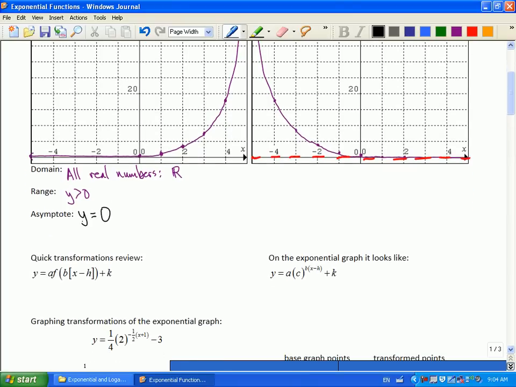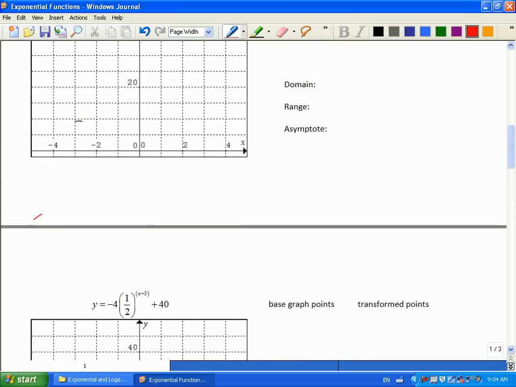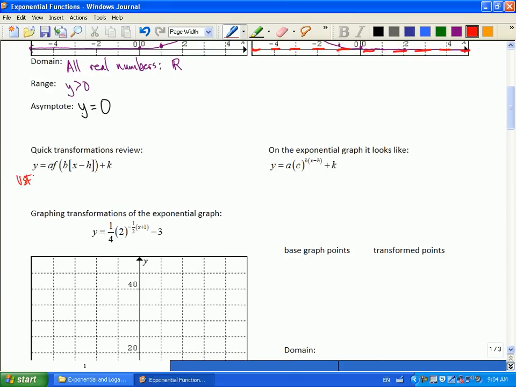So just a quick review of your transformations. These were the pieces we talked about, and we'll just label them to remind you. Your vertical stretch factor is this one. Your horizontal stretch factor is this one. Horizontal translations happen on that one, and vertical translations happen on this one.